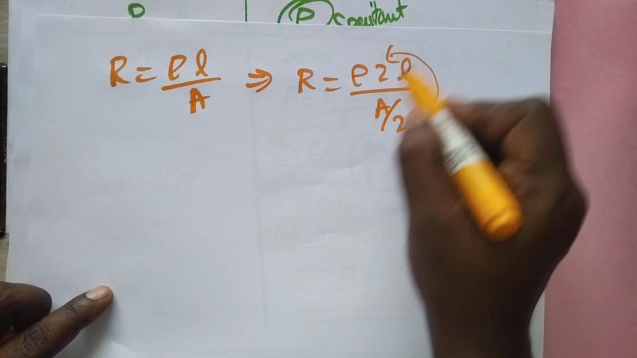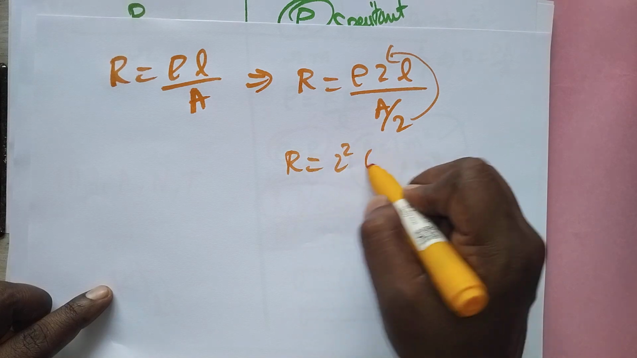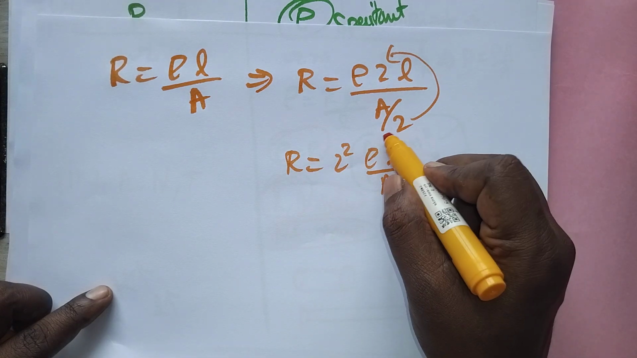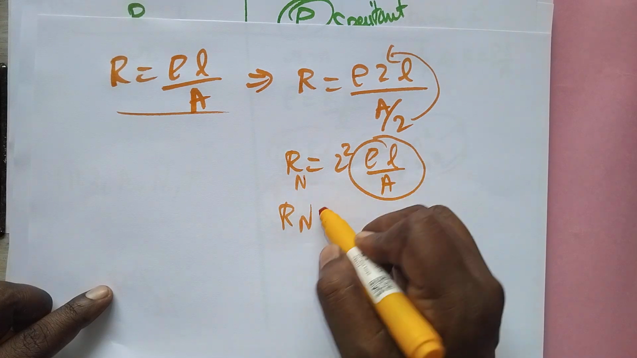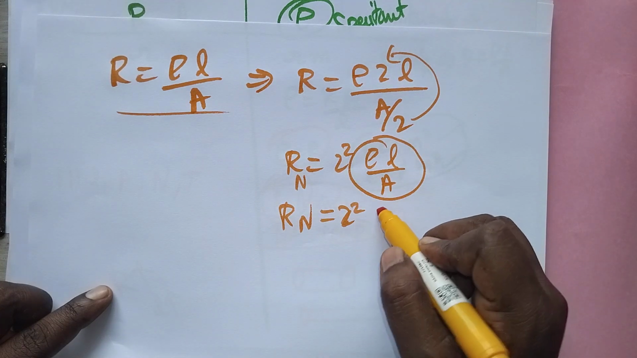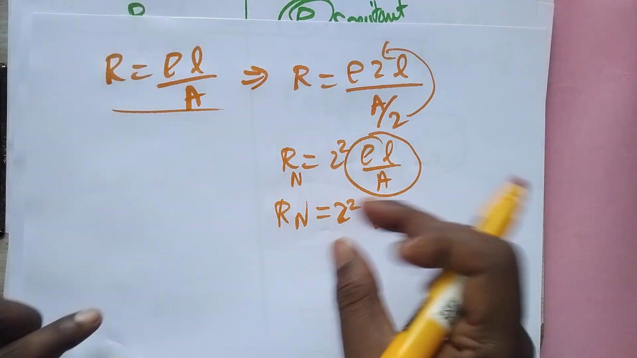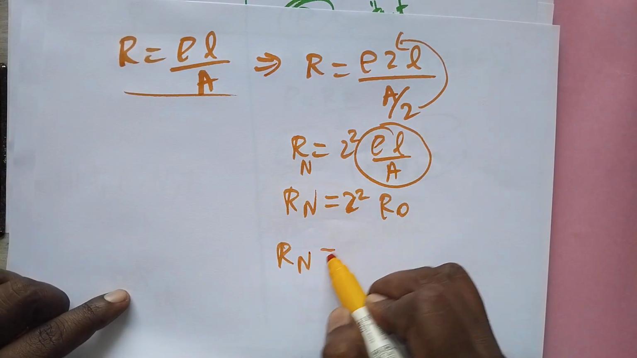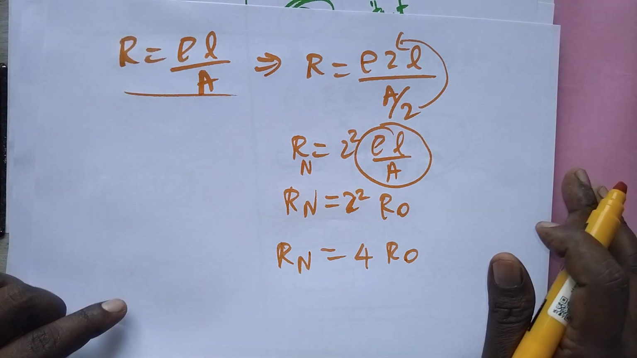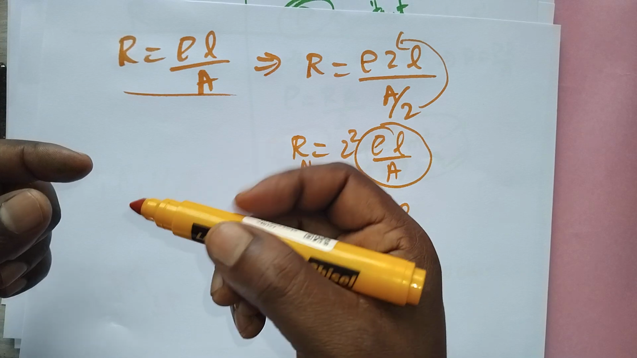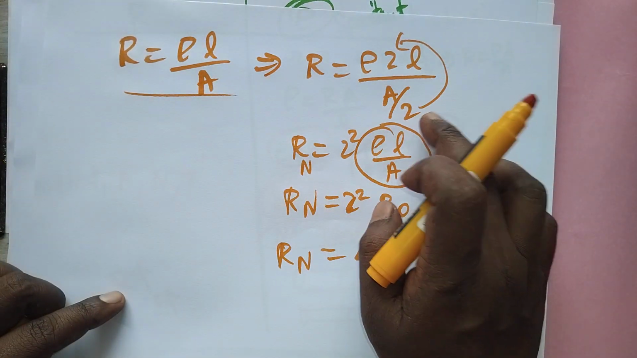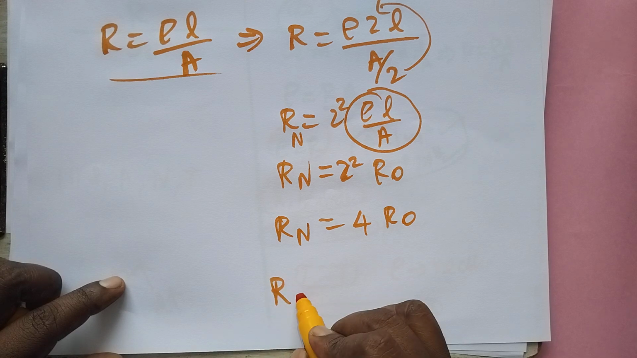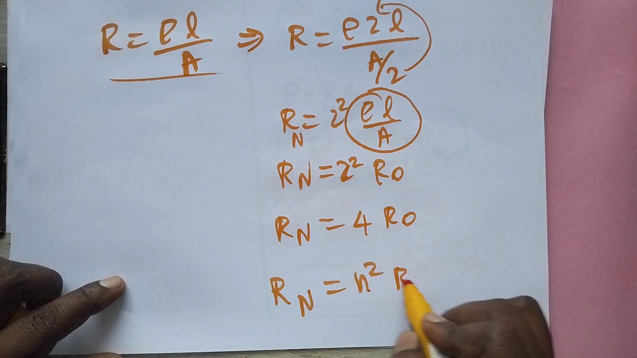This 2 will go to the numerator, so R becomes 2 square times rho L by A. This is the old one. The new resistance is going to be 2 square, that is 4 times the old resistance. If we stretch it 2 times, the new resistance will become 4 times the old one. If it is stretched n times, length increases n times and area decreases n times, so the new resistance is n square times the old resistance.